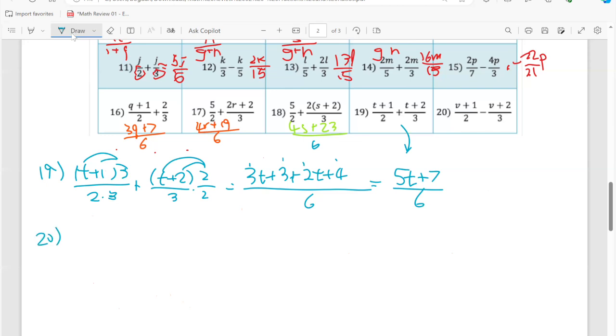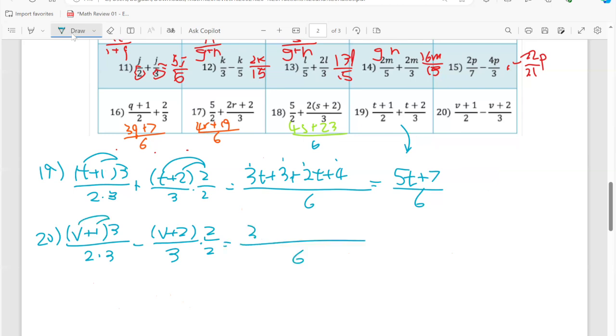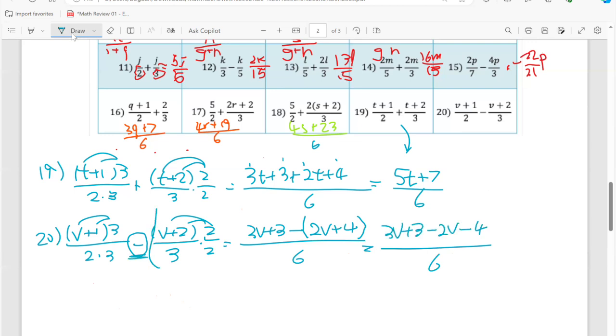20. Again, they're different. v plus 1 over 2, multiply 3 minus v plus 2 divided by 3, multiply 2 equals 6. Expand 3v plus 3 minus, expand, be careful. If I expand, it's not 2v plus 4, is it? Because I'm subtracting that entire thing. So I have to subtract this whole 2v plus 4. Therefore, that means you're doing over 6, 3v plus 3 minus 2v minus 4, because you have to subtract that entire thing. Therefore, over 6, 3 minus 2, 1v, 3 minus 4, minus 1. And that will be the final answer for number 20.